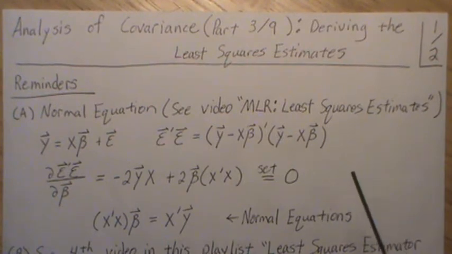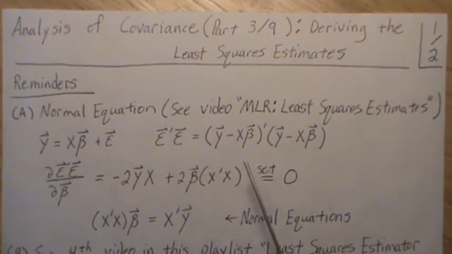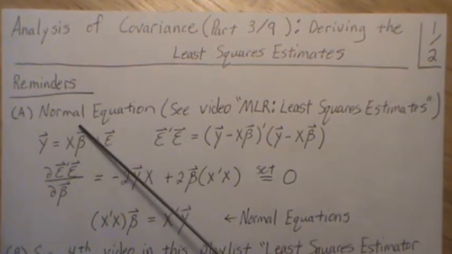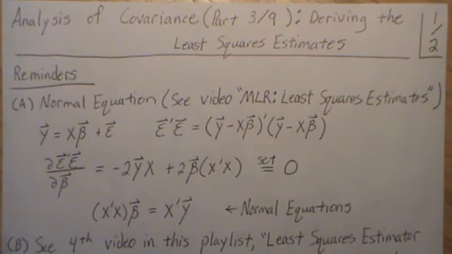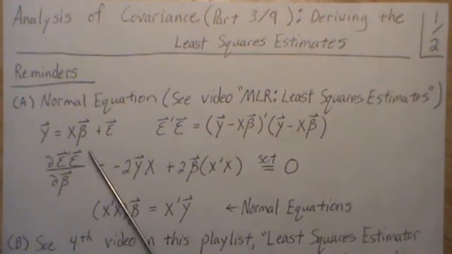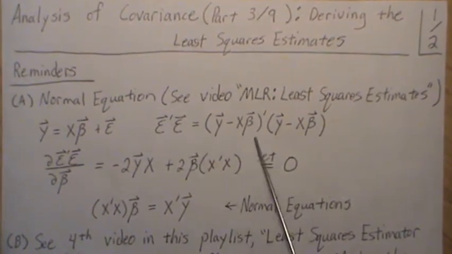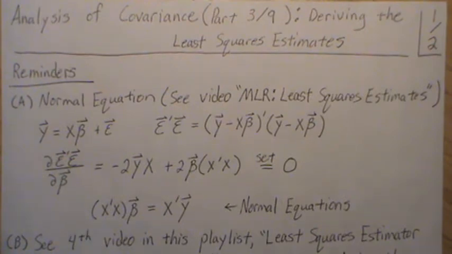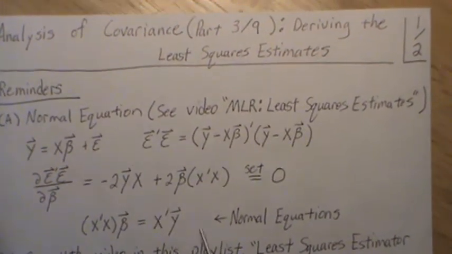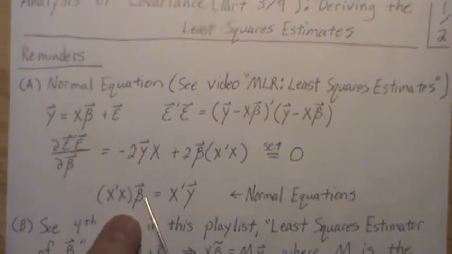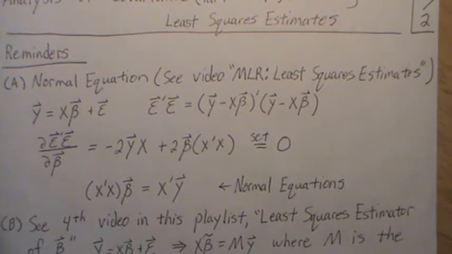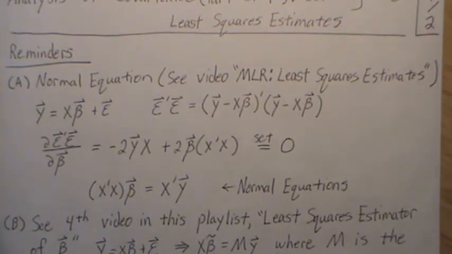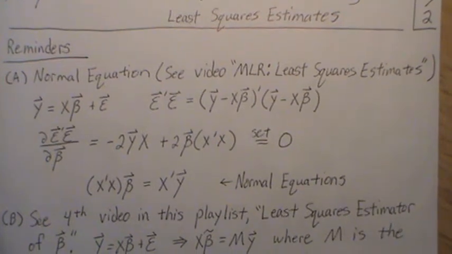So I'm going to give 3 reminders and then jump into the actual derivation of the least squares estimates. Reminder 1: the normal equations. I actually don't know why they're called the normal equations, but they are. See my video on multiple linear regression least squares estimates, where we derive these normal equations. We have a linear model, look at the sum of squared errors, take the partial with respect to beta, set it equal to 0, and what's left over is the normal equation. What's magical is that we're trying to solve for these unknown parameters, but the matrix out front may or may not be invertible. And in the analysis of variance arena, it's often not invertible.